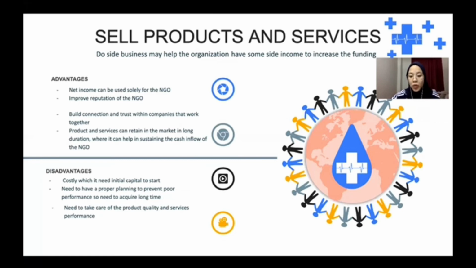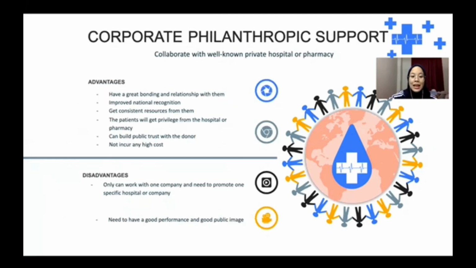So moving forward, the most important part of this alternative is that the NGO needs to take care of the product quality and services performance in order to sustain the business. For instance, the NGO needs to choose a type of product that is non-perishable because otherwise it will easily spoil and expire.